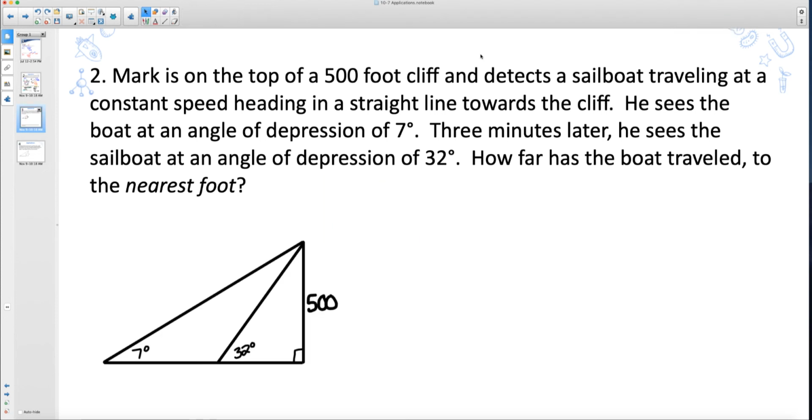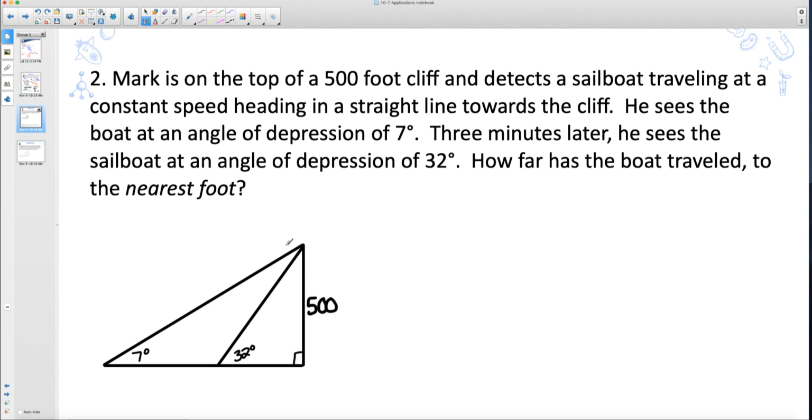So your diagram should look something like this. We have Mark on top of a 500-foot cliff, and he sees a sailboat at an angle of depression of 7 degrees. Technically, your angle of depression is right here. Mark is really looking down here at 7 degrees, but the 7 is then going to eventually go over here because we have parallel lines and a transversal, so 7 would go there, but that is technically your angle of depression.